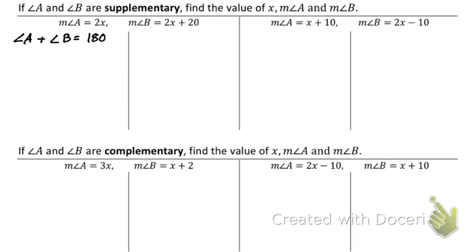Well, that doesn't help me solve for x. But what we can do is take the fact that the measure of angle A equals 2x and plug it in for A. So that's going to give me 2x. Then we'll take the fact that 2x plus 20 equals the measure of angle B and plug that in for angle B. So we're going to have plus 2x plus 20, and that whole thing is still going to equal 180 degrees. Now we just solve for x. Now it's just algebra.